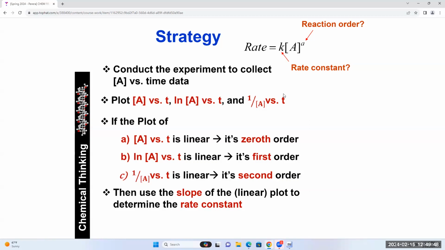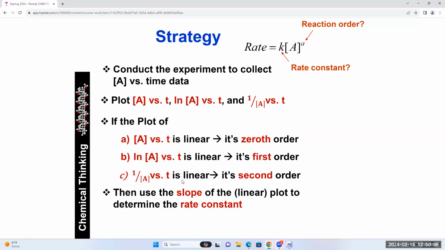Okay. So if the concentration versus time graph was linear, then it is 0th order. If natural log of concentration versus time was linear, then it's first order. And if 1 over concentration versus time was linear, then it is second order. That's it. So we just determine the order with respect to that reactant. We're done with that.